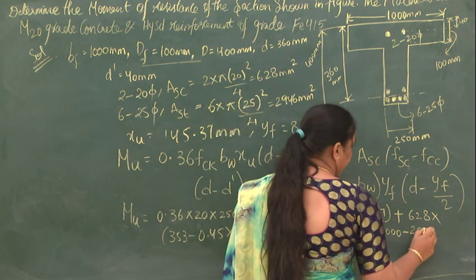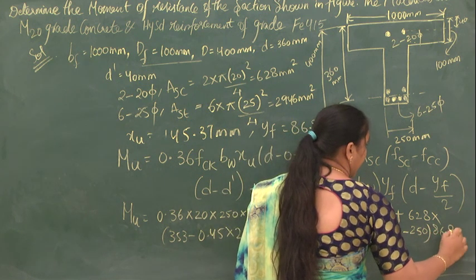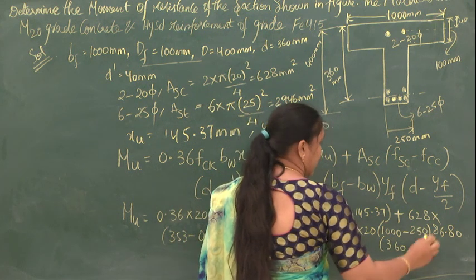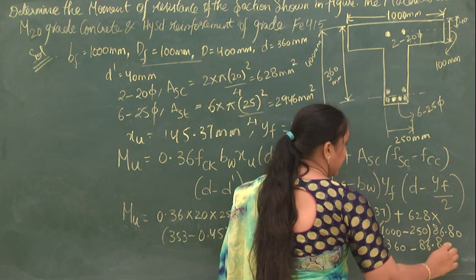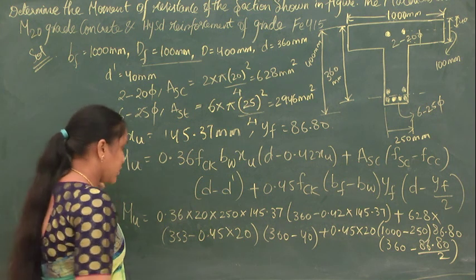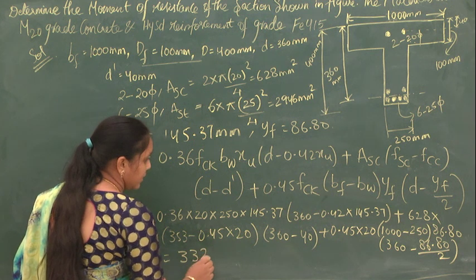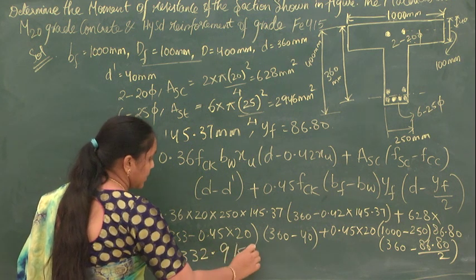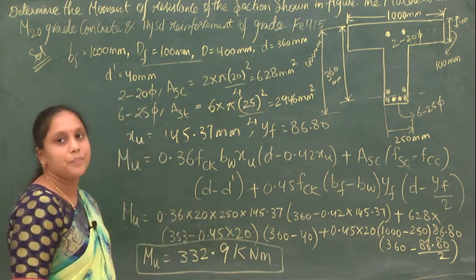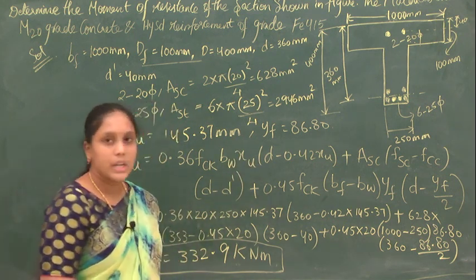It is 250. Into YF. How much is YF? It is 86.80. Into D. What is D here? It is 360. Minus YF. That is 86.80 divided by 2. So if you solve this, you will get a value of Mu equal to 332.9 kilonewton meter.